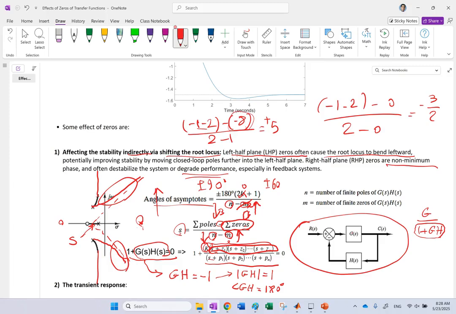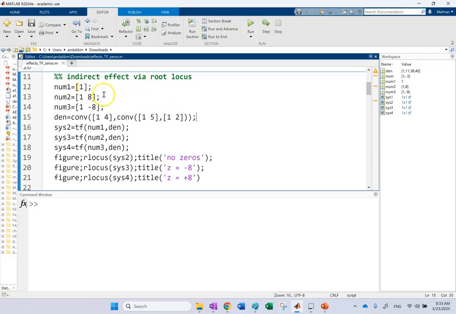But in terms of the angle, you can see, and better than that, it's the fact that the branches end up at zeros, where the left hand plane zeros will shift it to the left, make it more stable, and the ones on the right make it less stable. Now, to demonstrate that for you here, I wrote this small code.